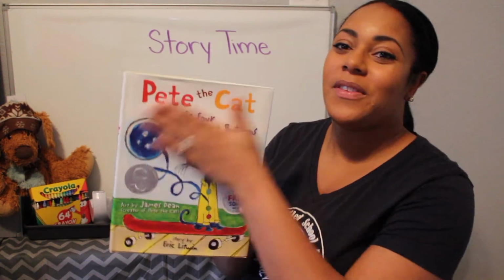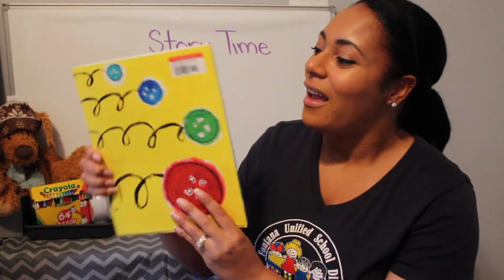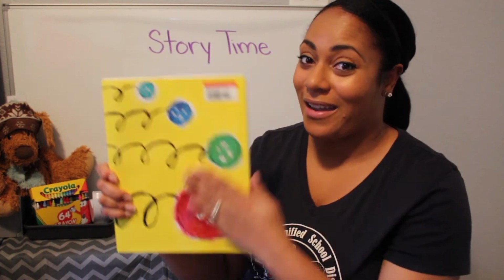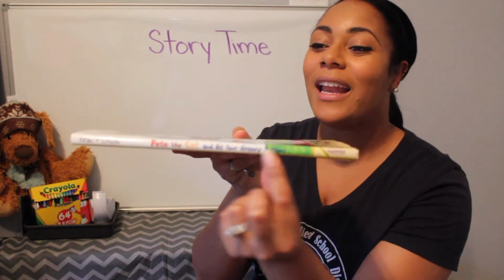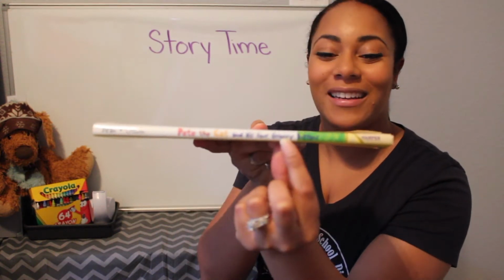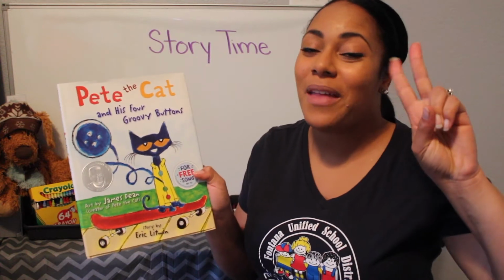Also with our book, we know that this is the front cover. And if we turn it around, we know that this is the back cover. If we turn it sideways, we see that this is the spine, and again, we see our title here on the spine. There are 2 people that helped create this book.